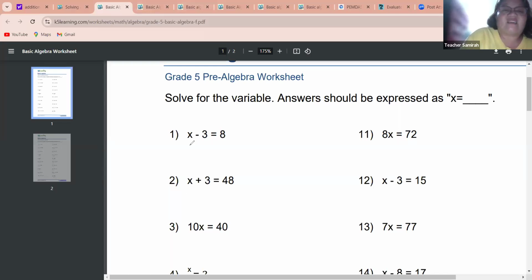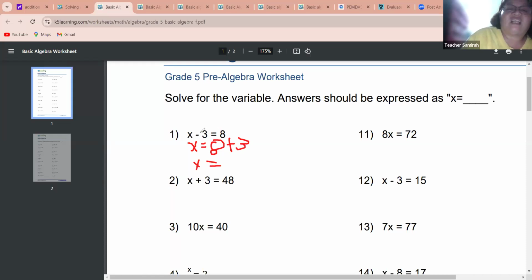So x, remember, we are going to use transposing. When we transpose, this negative 3 will become positive 3 on the other side. So 8 plus 3 is equal to what? X is equal to what?